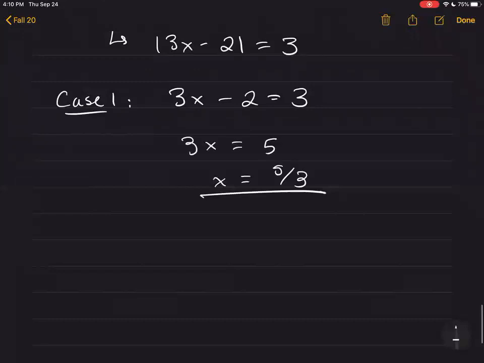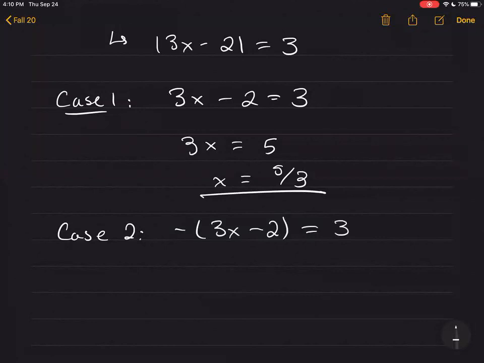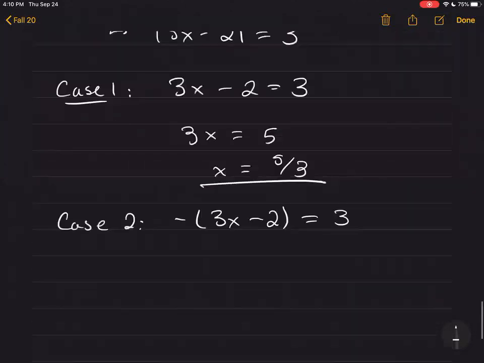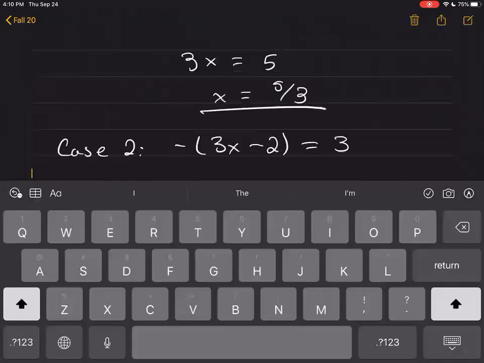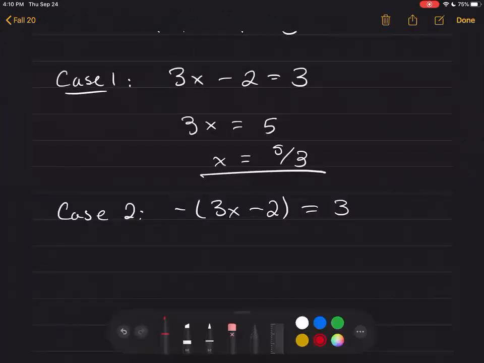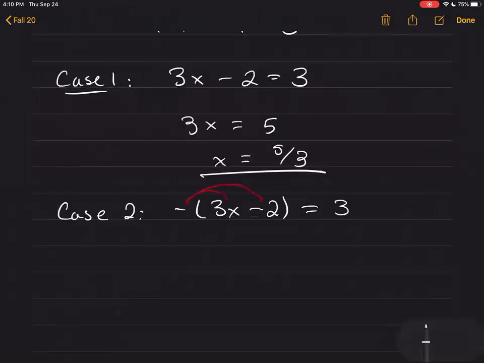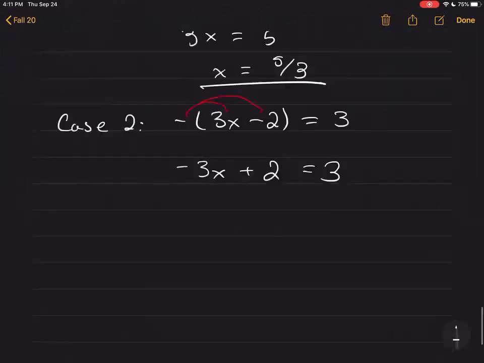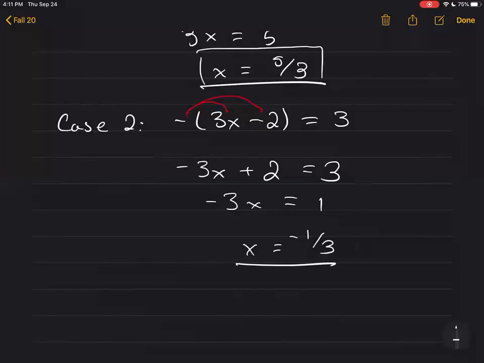And then case 2, which I like to call the negative case, is when you do it like this. So you drop a negative in front of the whole thing that was in the absolute value. And you get something like this. And so then we can solve this. I'm going to distribute this negative into the parentheses. So we get negative 3x plus 2 equals 3. Subtract 2 from both sides, we get negative 3x equals 1, and then x equals negative 1/3. So these are both solutions to the absolute value equation.